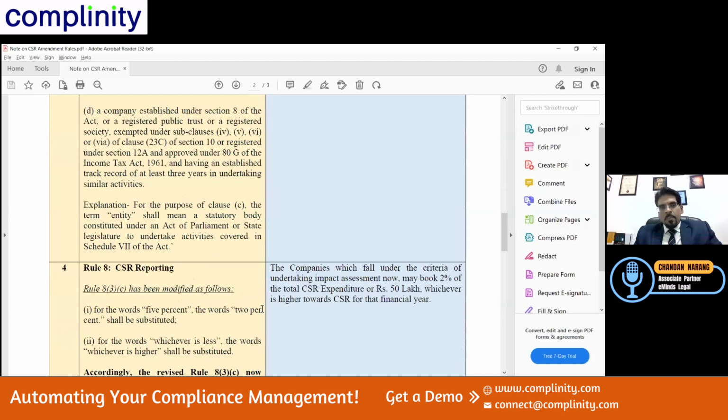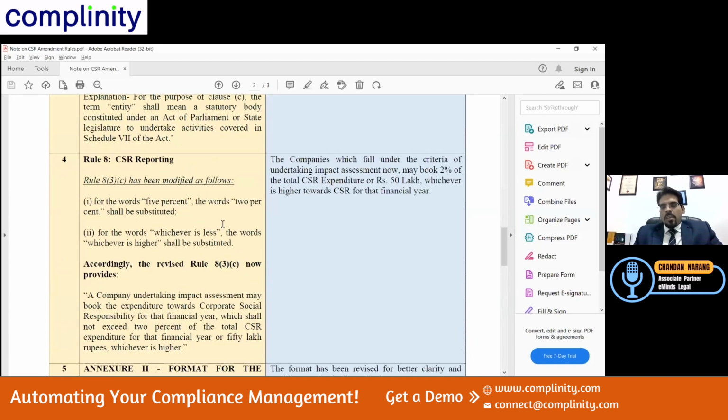And the fourth one is with respect to CSR reporting. In fact, it is not about CSR reporting, this is about impact assessment. This is under the CSR reporting rule, so therefore it is coming under that. So earlier, for impact assessment cost, up to 5% of the overall CSR expenditure or 50 lakhs, whichever is lower, was allowed as a cost which can be claimed as CSR expenditure.